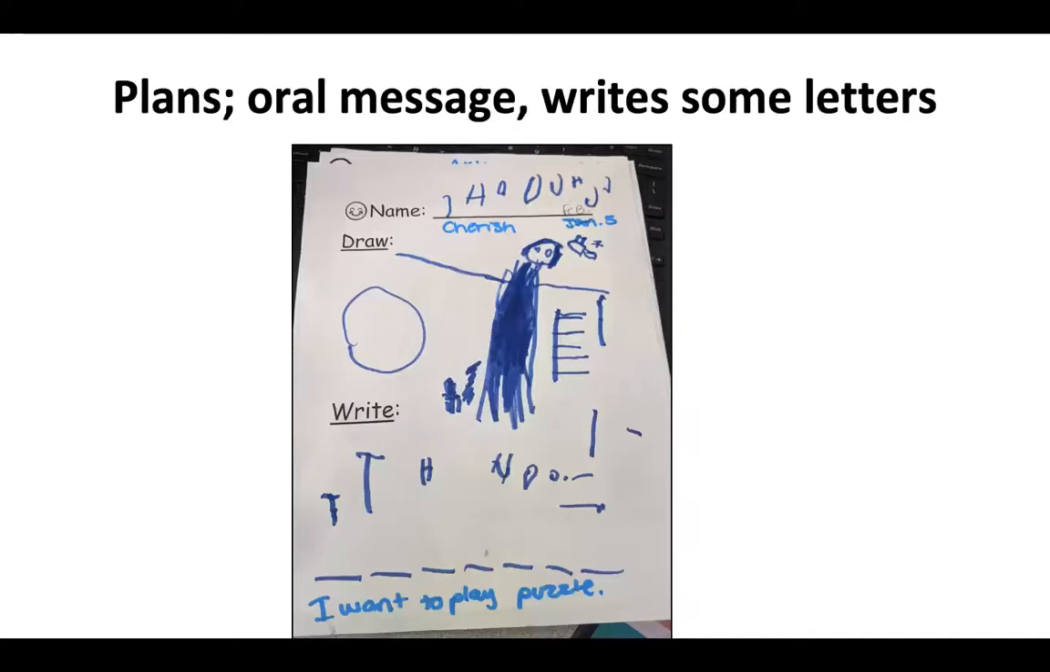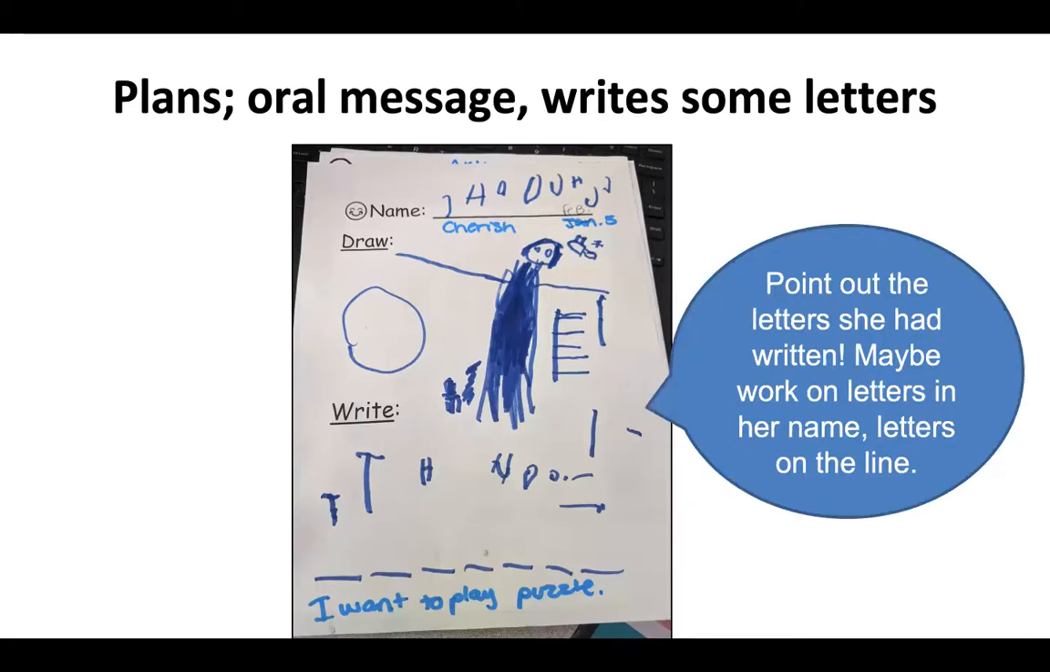So this one has a plan. They made an oral message and they wrote some letters. Still not having the one-to-one correspondence. So what could our scaffolding be for this one? We might want to really point out and celebrate the fact that she's writing some letters on her page. And then maybe we start to think about, her name was Cherish, what are some letters that she could make for her name? And since you often start with a consistent stem, I want to play, and where they're playing, the letter I often comes pretty quickly on the line correctly.